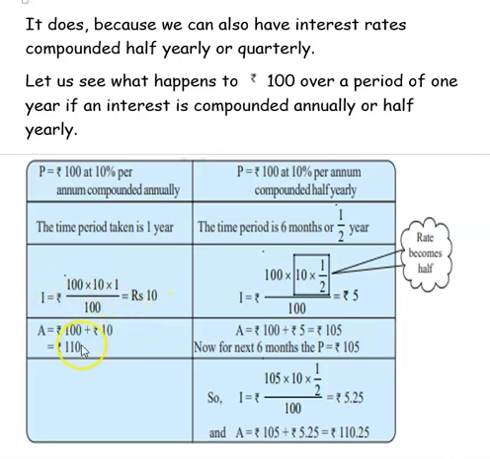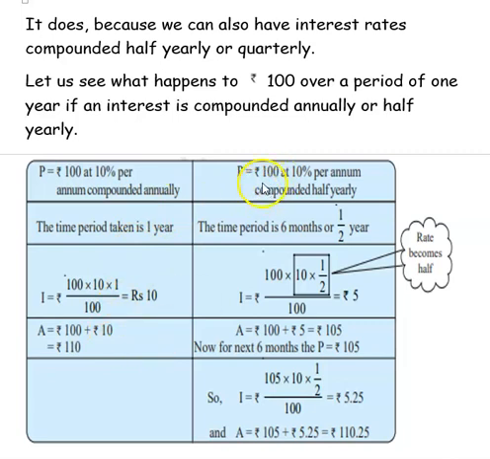Now what will be the amount? The principal plus interest is the amount. So the principal is ₹100 plus interest is ₹10. So the amount will be ₹110, and the interest will be ₹10 if it is compounded annually. Compounded annually means interest is for 1 year. Next we will see the second case.